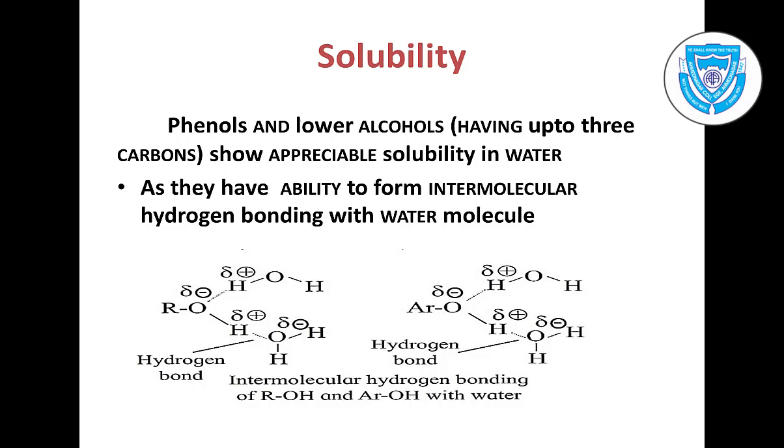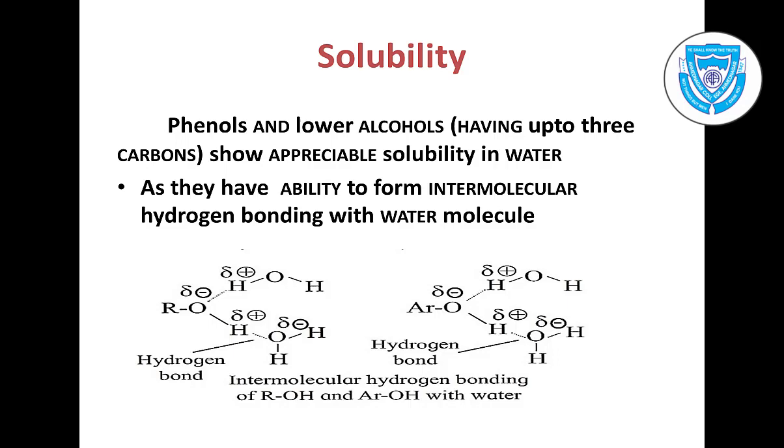Why is this the case? Why are lower alcohols soluble in water? Because you have a hydrophilic group in it. Hydrophilic means water-loving group, and hydrophobic is water-hating group. When the number of carbons increases, this R means you can have methane, ethane, methanol, ethanol, propanol, and so on. As the number of carbons increases, the hydrophobic group increases, and so the lower members are more soluble in water. So we can conclude that because of intermolecular hydrogen bonding, they are soluble in water.